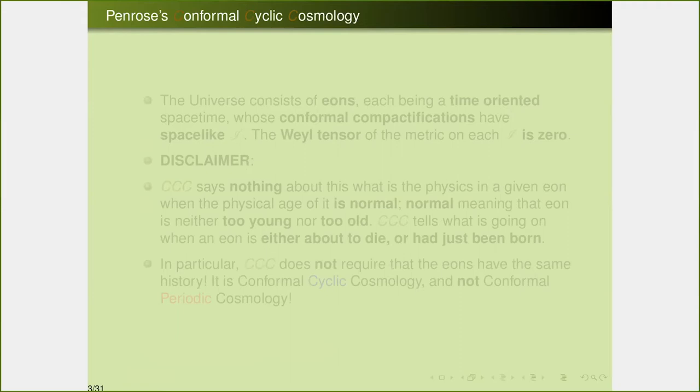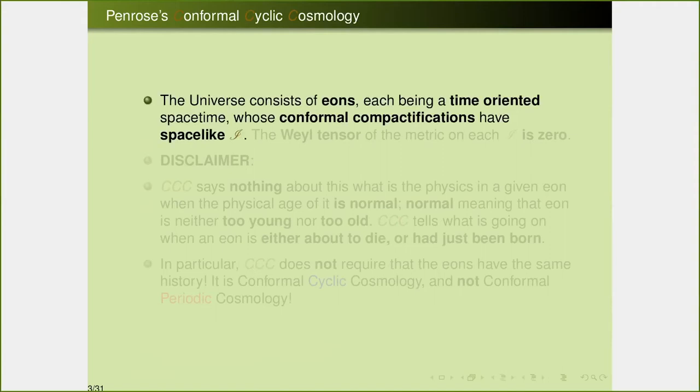In this proposal of CCC, the universe consists of eons. Maybe they should be spelled differently. And each of these eons is a time-oriented space-time whose conformal compactification has space-like scri. It's very important that the scri is space-like. Moreover, the Weyl tensor on the scri of the four-metric is supposed to be zero.